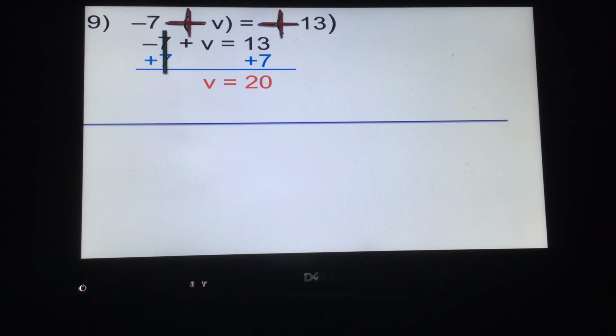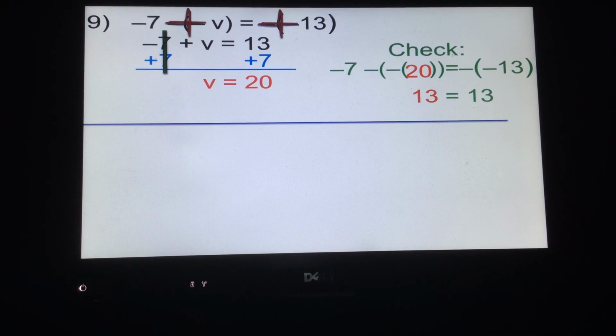Let's check it in the original problem. So we have negative 7 minus parentheses negative 20 and then negative parentheses negative 13. If you plug the left side in your calculator, you wind up getting a positive 13. And on the right side, if you put negative parentheses negative 13 in your calculator, you get a positive 13. 13 equals 13. Therefore, this is correct.